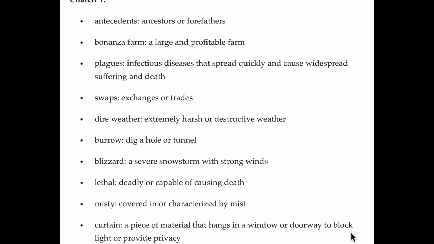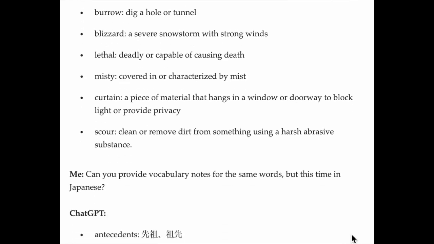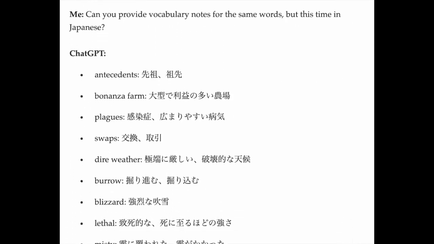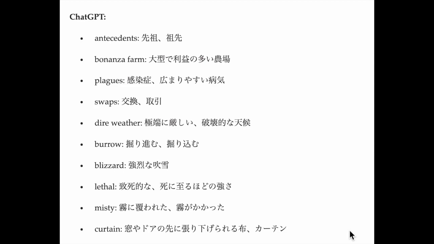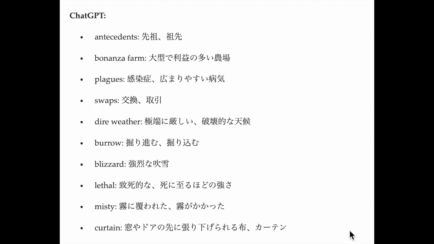And there it is. Antecedents, ancestors or forefathers. Bonanza farm, a large and profitable farm. Plagues, swaps, dire weather. This is really good. These are just the sorts of words that an intermediate learner would have to look up in many cases. Lethal, misty, curtain, scour. And so I think these definitions all work. The intermediate learner might prefer the vocabulary notes in the first language, so I asked for them in Japanese, and we got the same words, and we got Japanese glosses, which all look very good to me.